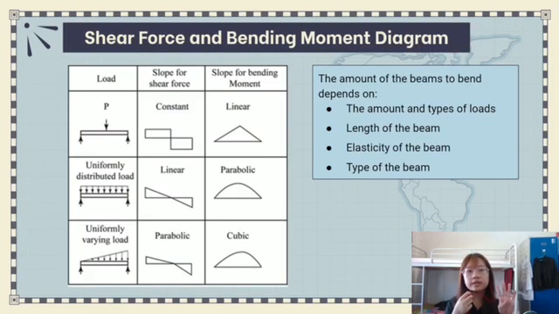Besides, there are four factors that affect the amount the beams bend, which are the amount and types of loads, length of the beam, elasticity of the beam, and the type of beams. The table beside shows the summary of the slope for shear force and bending moment for various types of loads.